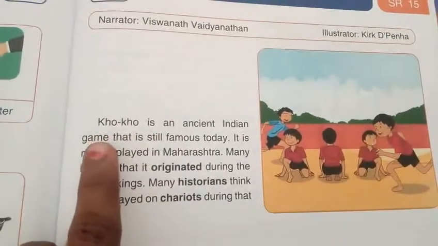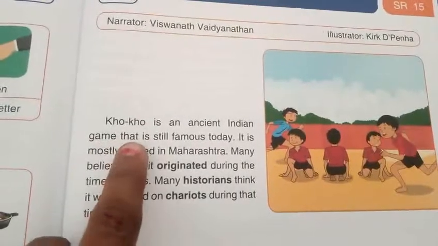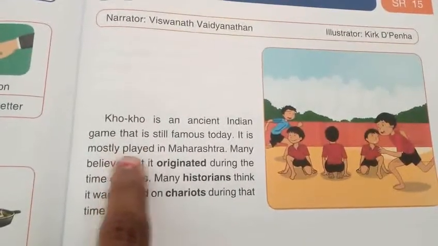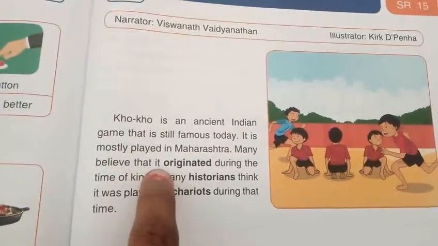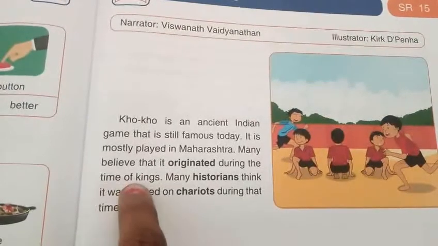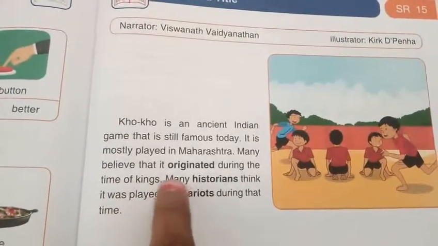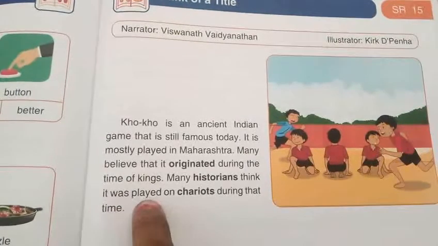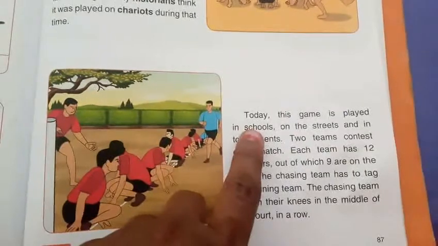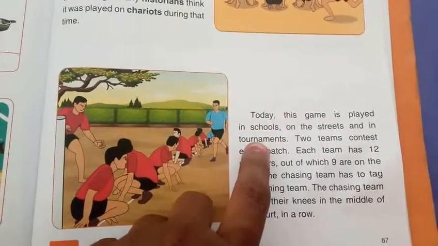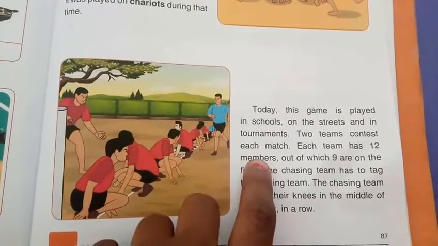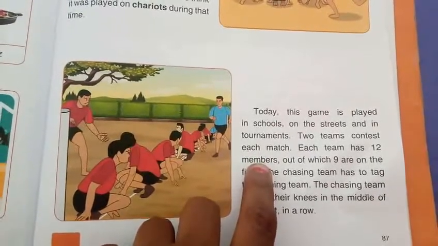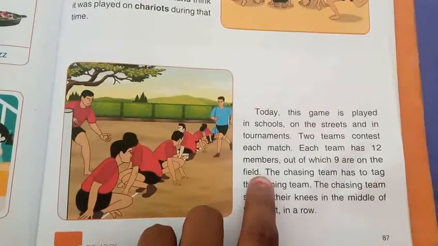Kho-Kho is an ancient Indian game that is still famous today. It is mostly played in Maharashtra. Many believe that it originated during the times of kings. Many historians think it was played on chariots during that time. Today, this game is played in schools, on the streets and in tournaments. Two teams contest each match. Each team has 12 members, out of which 9 are on the field.